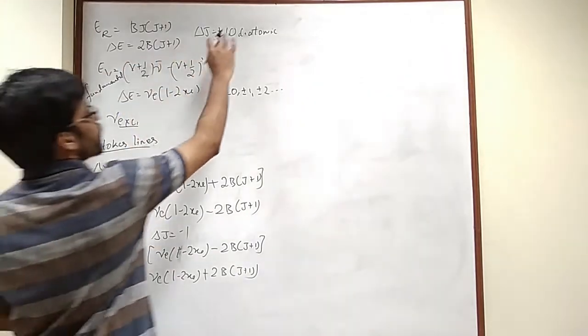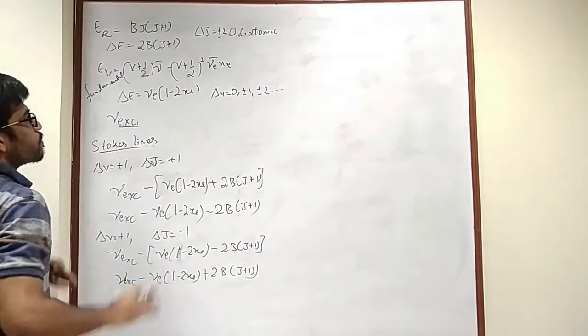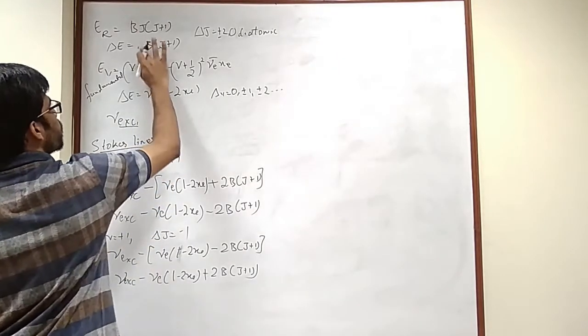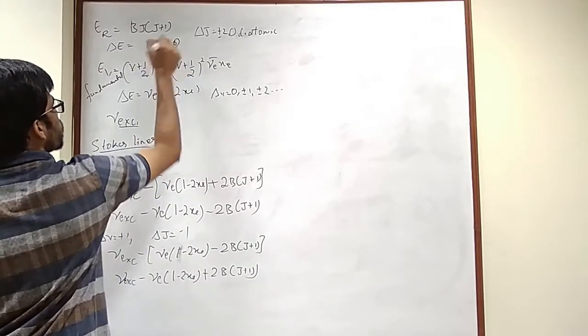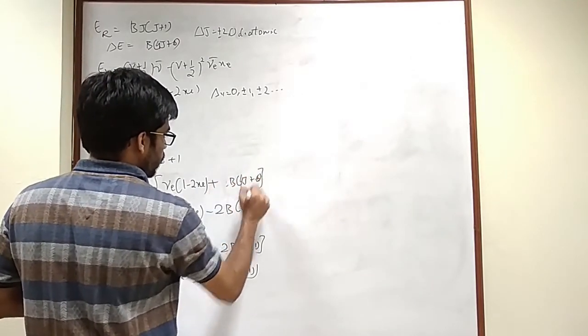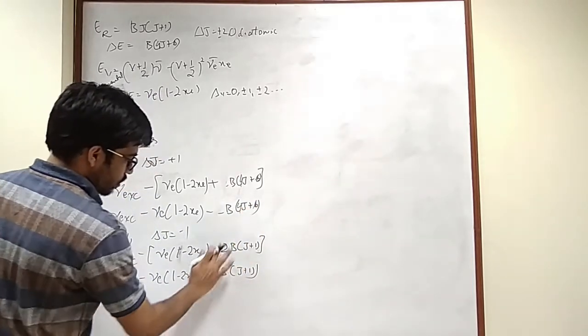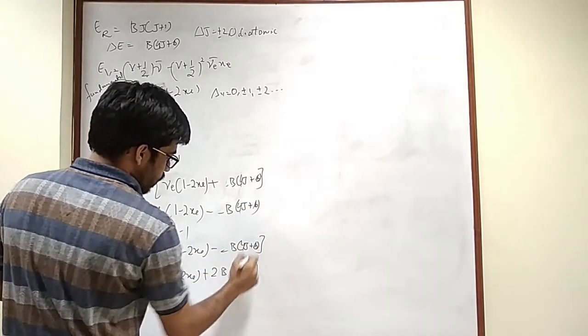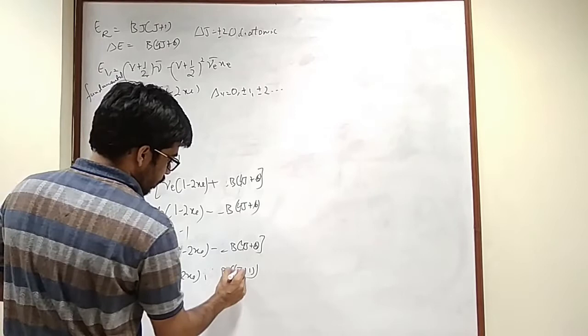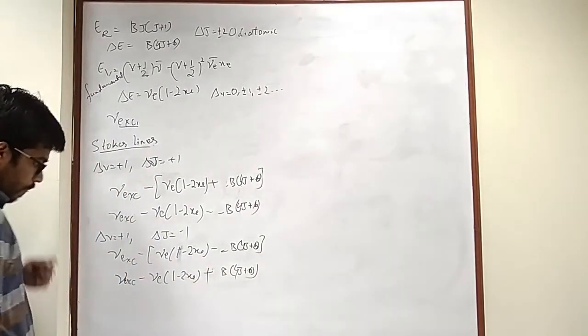One more mistake I have made. This should have been plus minus 2. So if this is plus minus 2, this will become B(4J+6). Similarly, B(4J+6), and there will be a plus sign here.